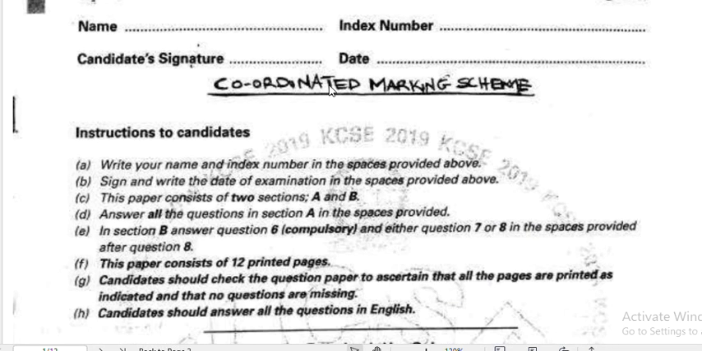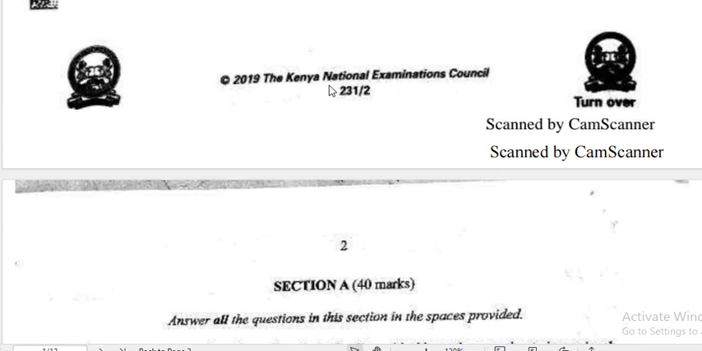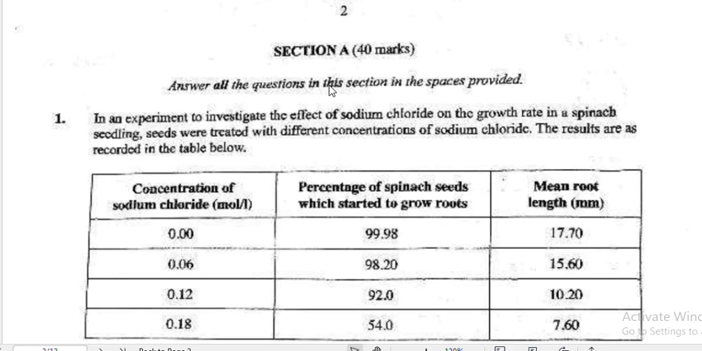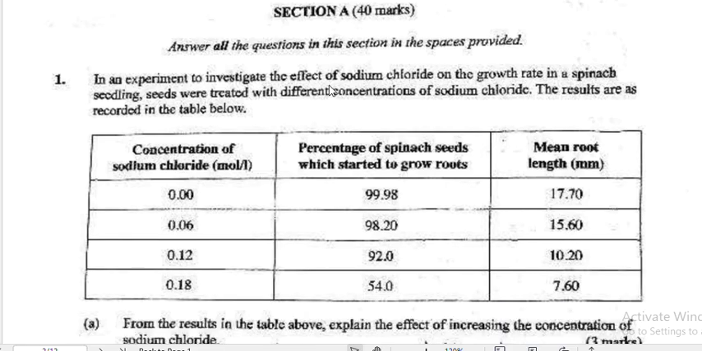Now let's move to our first question. That is in section A. In an experiment to investigate the effect of sodium chloride on the growth rate in a spinach seedling, seeds were treated with different concentrations of sodium chloride. The results are recorded in the table below.